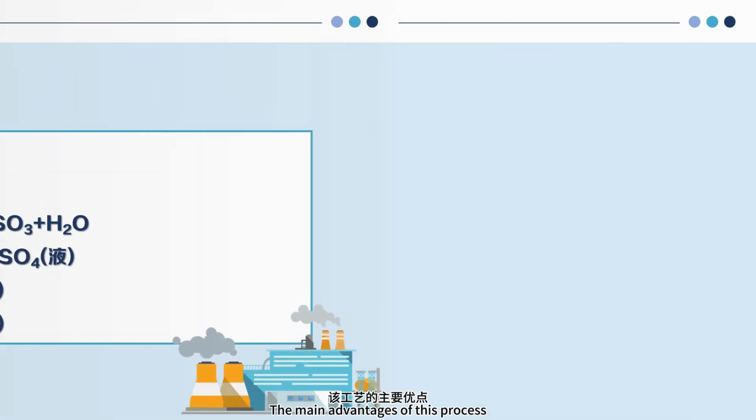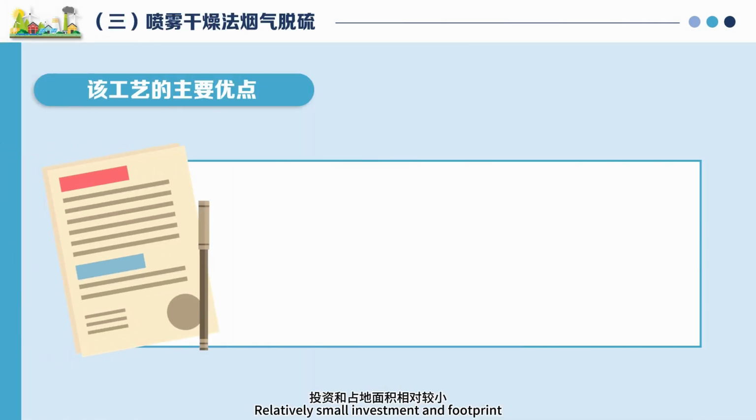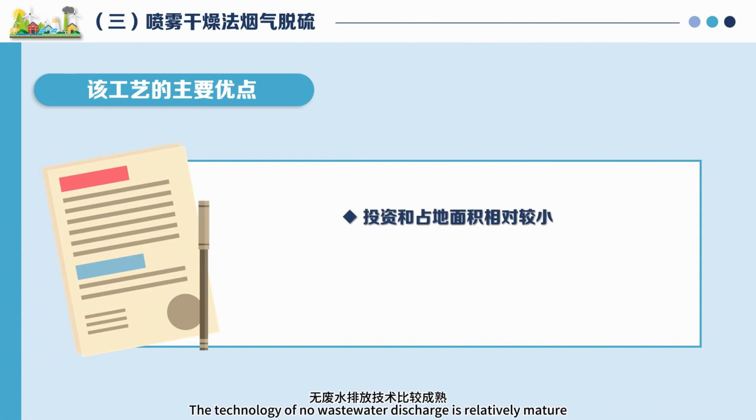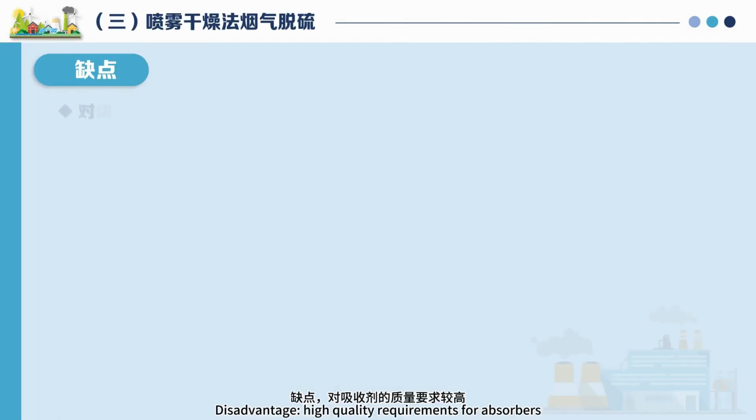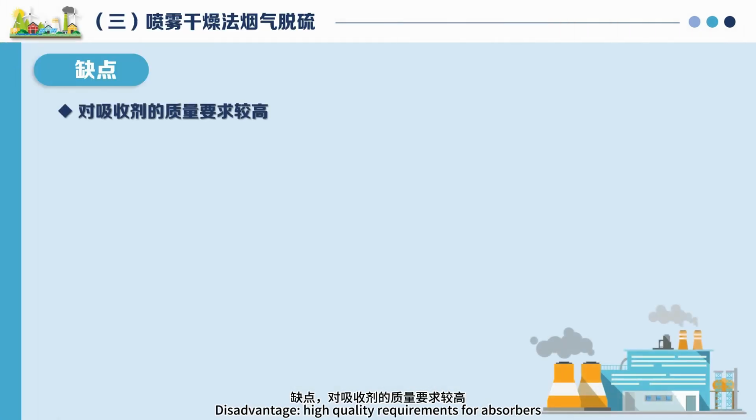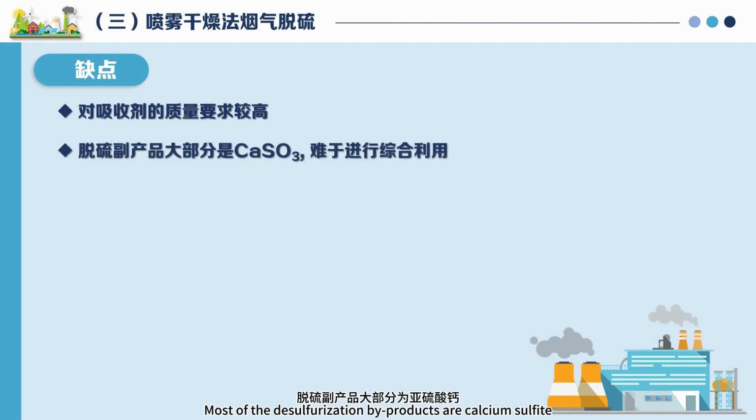The main advantages of this process: relatively small investment and footprint. The technology of no wastewater discharge is relatively mature. Disadvantage: high quality requirements for absorbers. Most of the desulfurization byproducts are calcium sulfite.